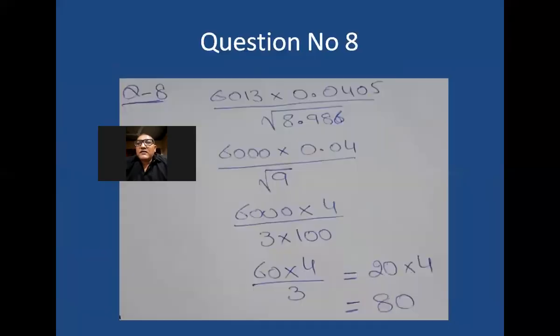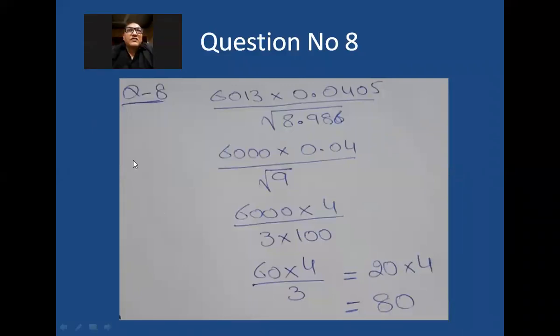Okay, so here we go. Question number 8, 6013 multiply 0.0405 under root 8.986. So 6013 can be written as 6000, 0.0405 can be written as 0.04, divided by under root 8.986 can be written as under root 9, and you will have 6000 multiply. I removed the decimals of this. So in the place of the decimal downstairs, I will put a 1. After the decimal there are 2 digits, so I will put 2 zeros downstairs. So now I have 4 here and 100 here. You see these 2 zeros and these 2 zeros will be cancelled.